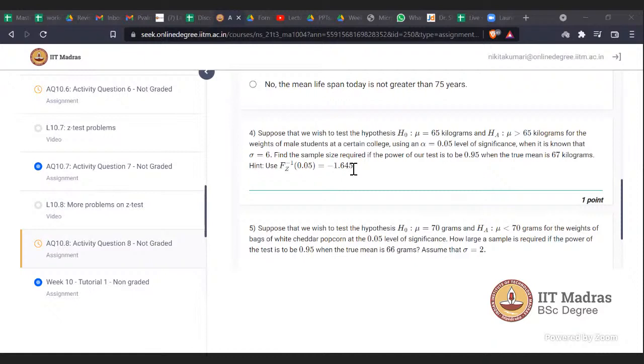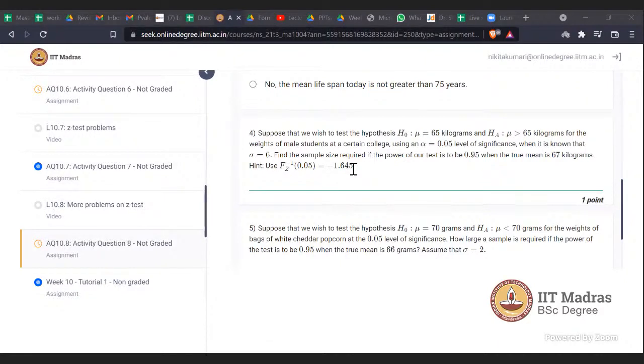So in this case, your alpha is 0.05. That is the probability of rejecting H naught when H naught is true. So your rejection region is: you reject H naught if X bar is less than C.